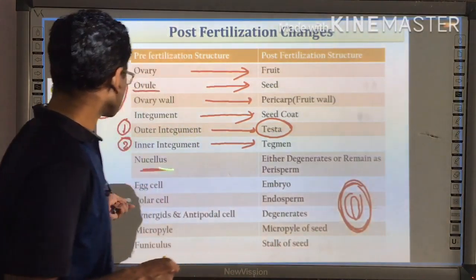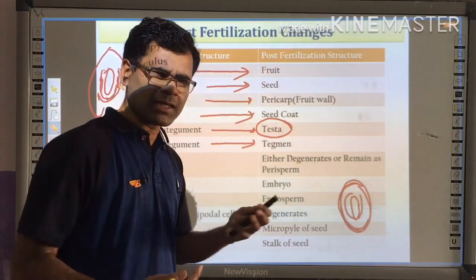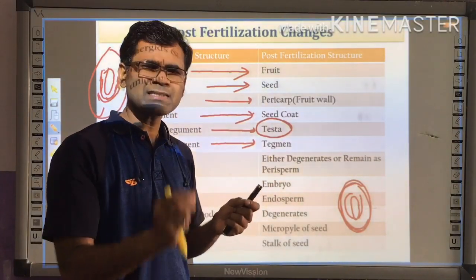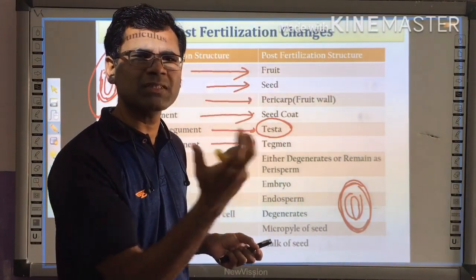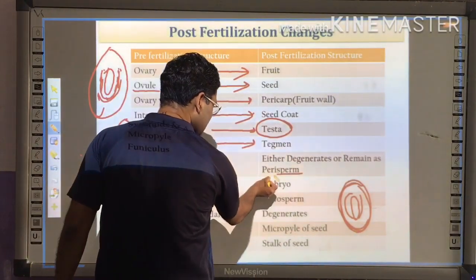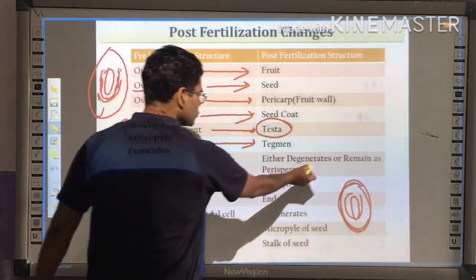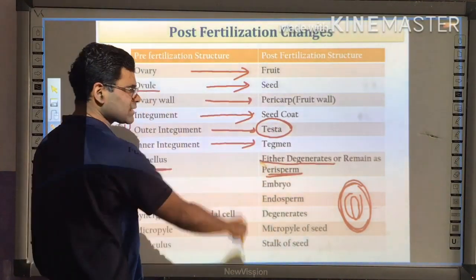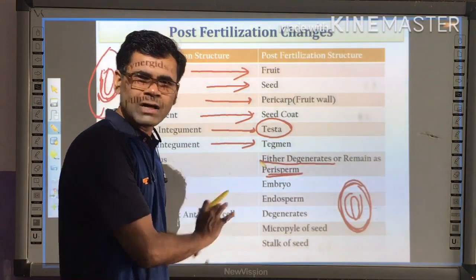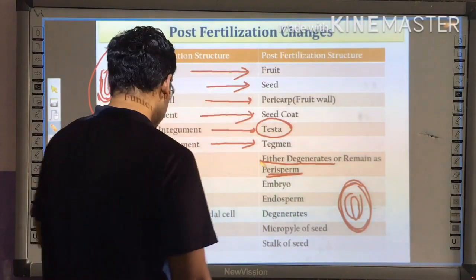So this nucellus is completely absorbed, but in some cases it is not. In some cases, the remnant of the nucellus persists, remains, and that is called perisperm. So either the nucellus completely degenerates or it remains in the form of perisperm. All these terms we are going to discuss today in much more detail.